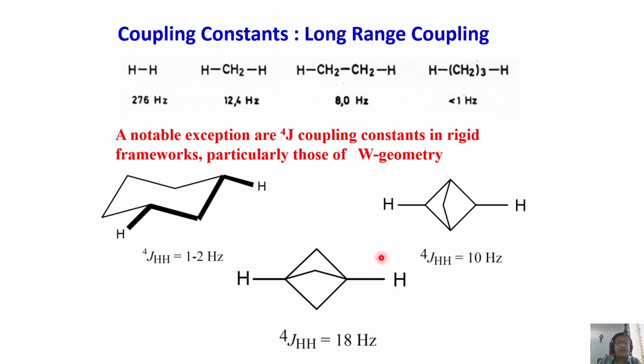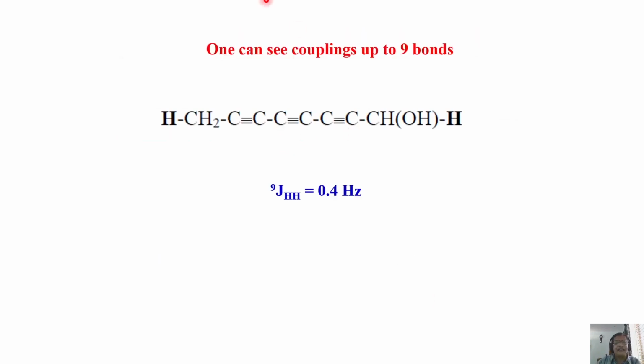Enormously large. That has been seen. And this is a classic example. In a linear chain like this, the coupling between this proton and this proton, of the order of 0.4 hertz, has been seen. Remember, this proton and this proton are separated by 9 bonds. 9JHH has been seen. A very rare example, but it is possible.